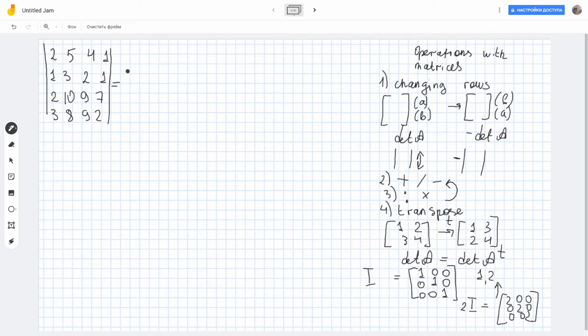So now let's go to our task. So our goal is to get as many zeros as we can, and we will perform some operations with rows to make this process simpler. So at first, let's work with the first row and the third. What we can do? We can subtract the first row from the third one. So what do we get?